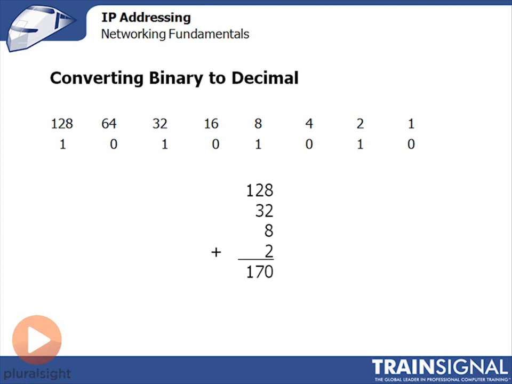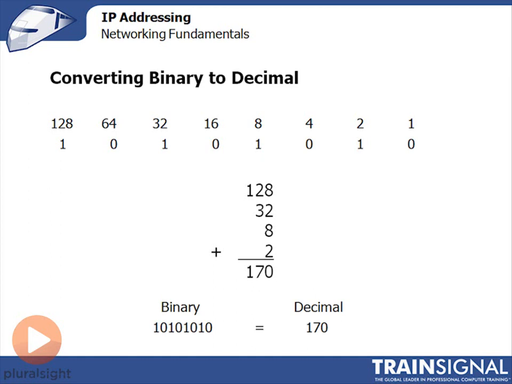So what that means is the binary number 10101010 has the decimal value of 170. And believe it or not, it's just that simple. To convert a binary number to decimal, that's all you have to do.